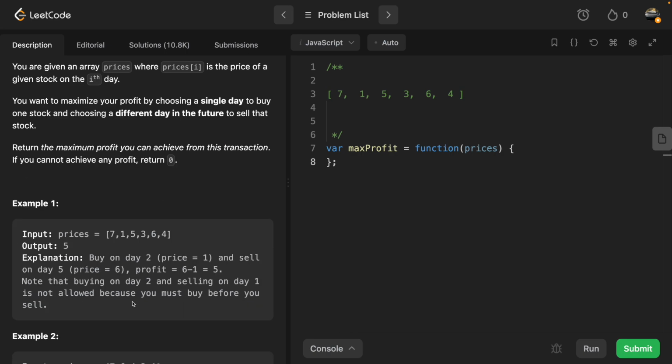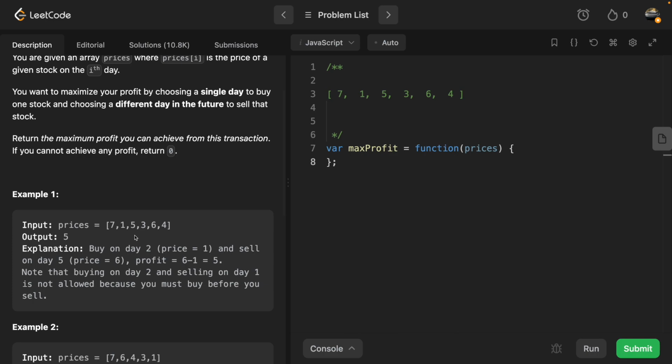Let's take a look at the example. Here we have the array 7, 1, 5, 3, 6, and 4. The goal here is to find a day with the lowest value to buy the stock and another day with the largest value to sell the stock in order to maximize the profit. If we buy at the value 1, and then we sell it back at the value 6, then we will have the maximum profit, which is 5, because 6 minus 1 is equal to 5. Note that we cannot buy at day 2 and sell it back at day 1. That is impossible.